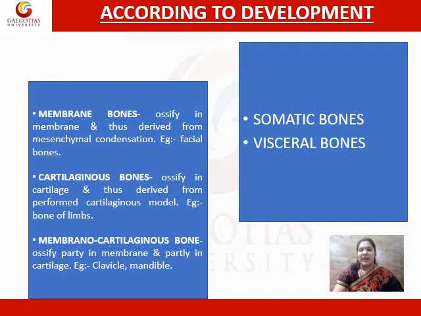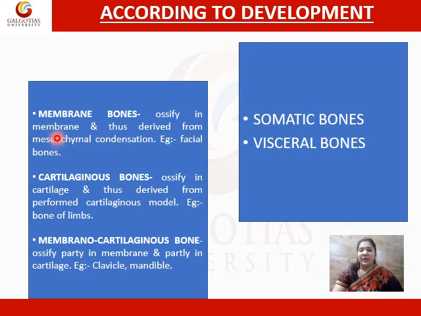Next is the classification according to development. Development in the embryo, it means before birth. So the bones according to development are of two types. First is somatic and second is visceral. The bone is categorized into three parts, that is membranous bone, cartilaginous bone and membranocartilaginous bone. Let's discuss the membranous bone.